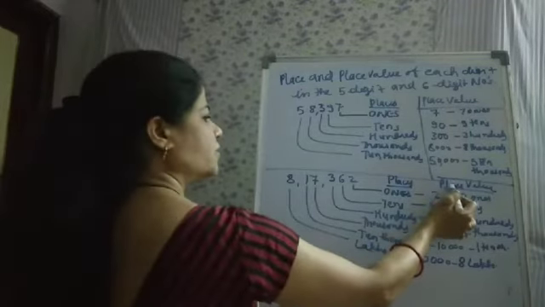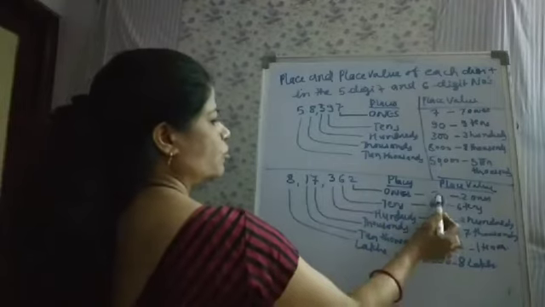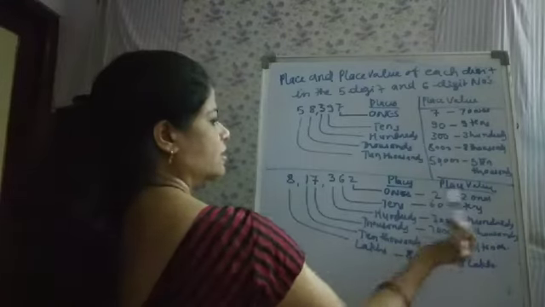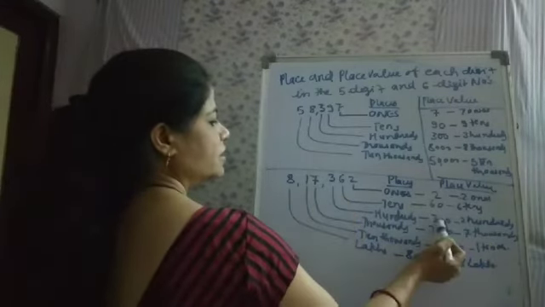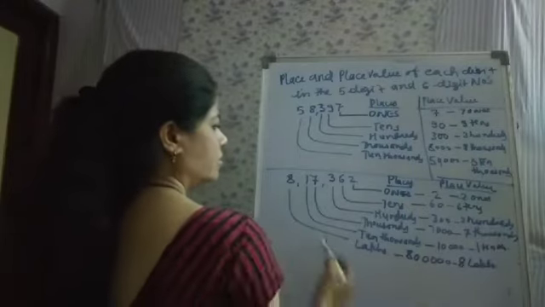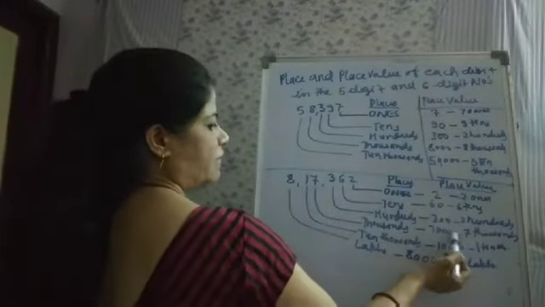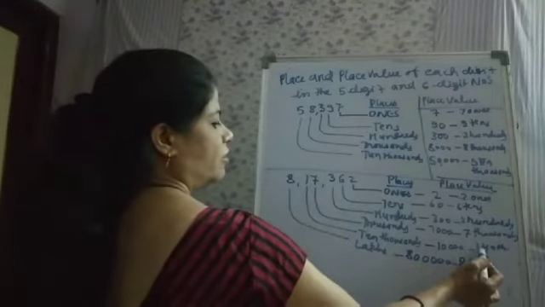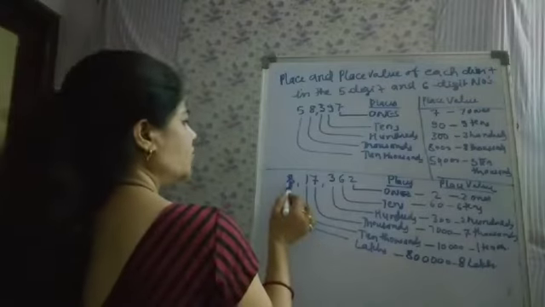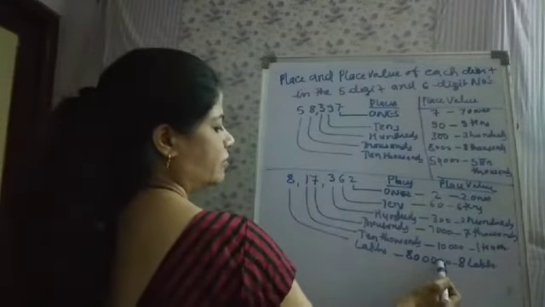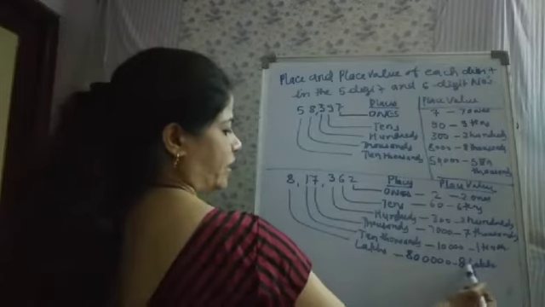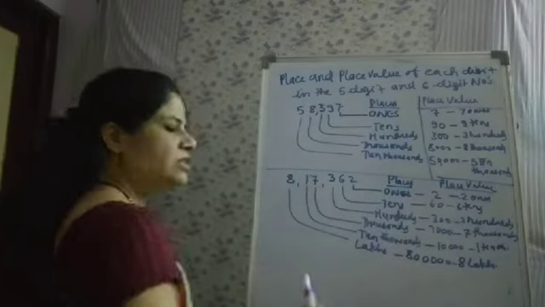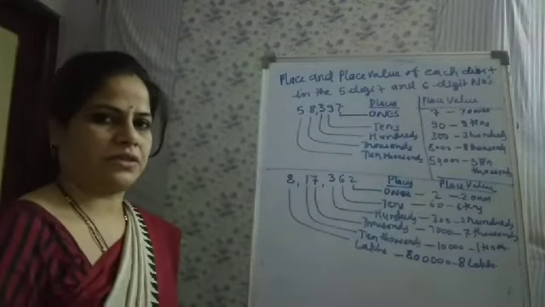Okay, now we have to write the place value. Place value of 2 is 2, or you may write 2 ones. Then place value of 6 is 60 or 6 tens. Then place value of 3 is 300, or you may write 3 hundreds. Then place value of 7 is 7,000 or 7 thousands. Then place value of 1 is 10,000, or you may write 1 ten-thousand. Then place value of 8 is 8 lakh in form, or you may write it with the place like 8 lakhs. Okay. So these are the place and place values of each digit in 5-digit and 6-digit numbers.